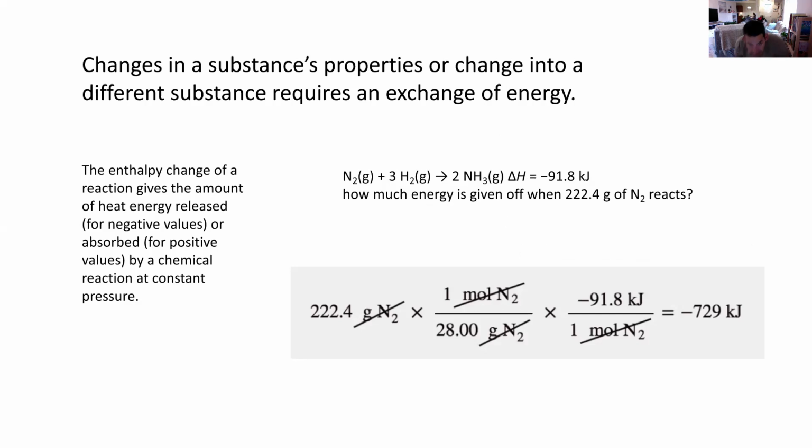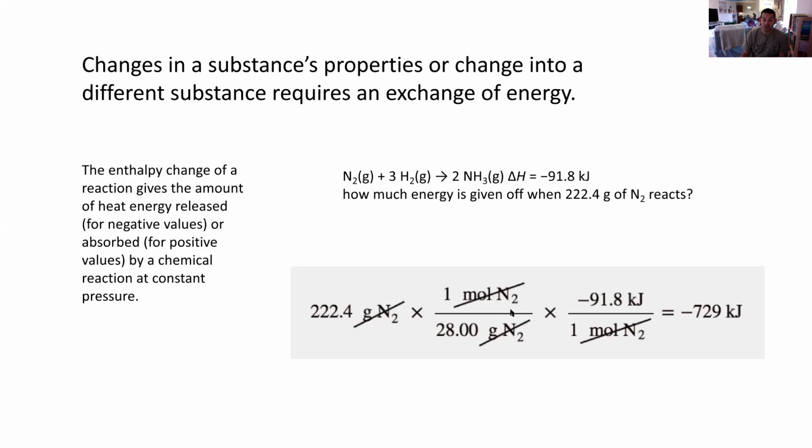So here we have N2 gas plus 3H2 gas forming 2NH3 gas. Delta H equals negative 91.8 kilojoules. So for this chemical reaction forming ammonia, we have a negative delta H that tells us it's exothermic. So we might get a question like this. How much energy is given off when 222.4 grams of nitrogen reacts?